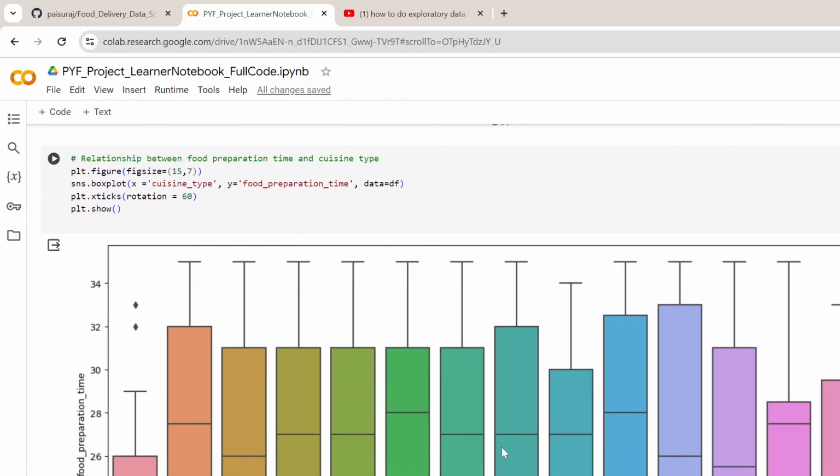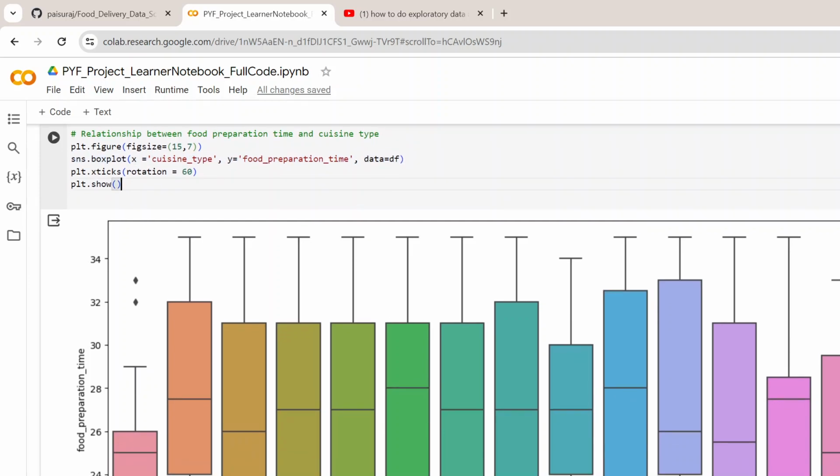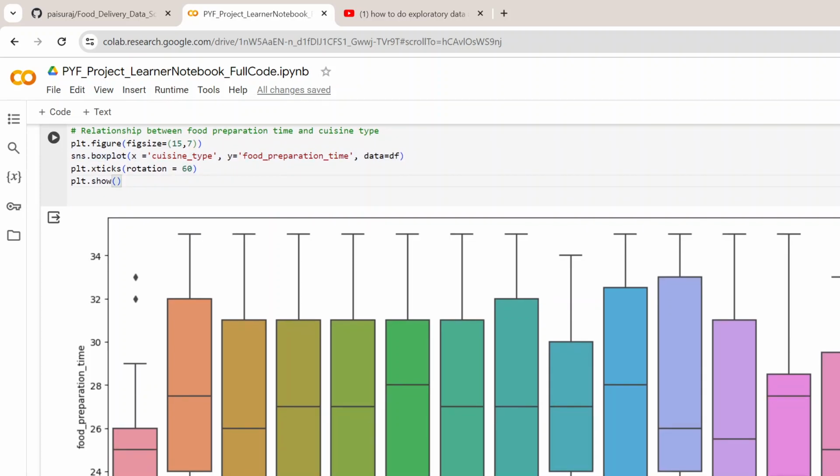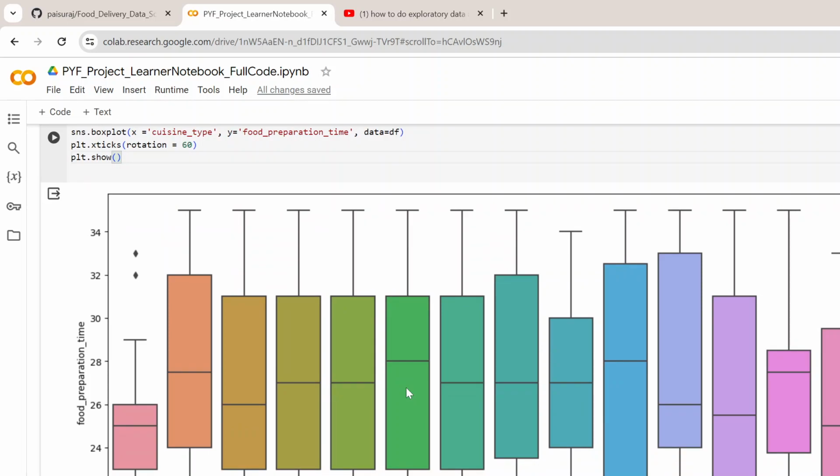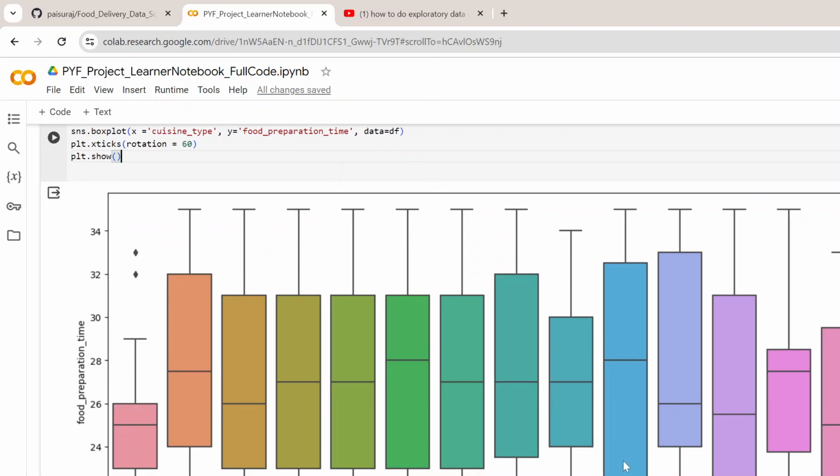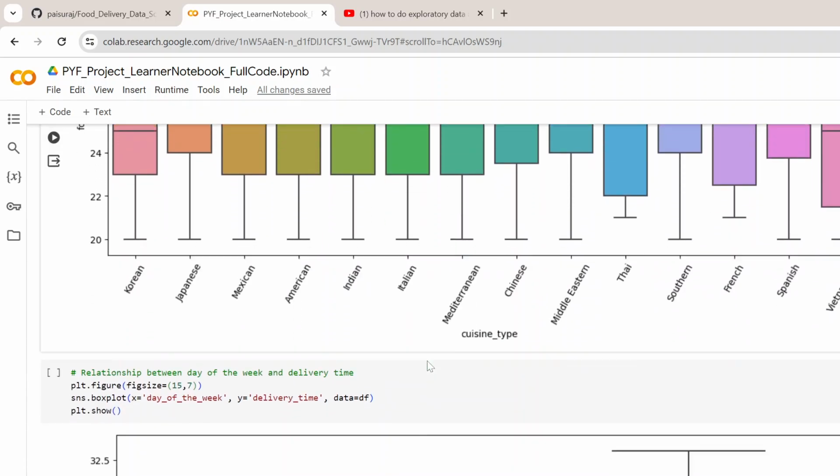Here we are doing cuisine type and food prep. Are certain cuisines taking longer to prep? Looking at the P50s roughly, it seems that Thai food and Italian food are somewhat high on the prep time. Perhaps that's because Thai food has a lot of dishes that they have to make. Some take longer and it pushes that median up. Italian as well.